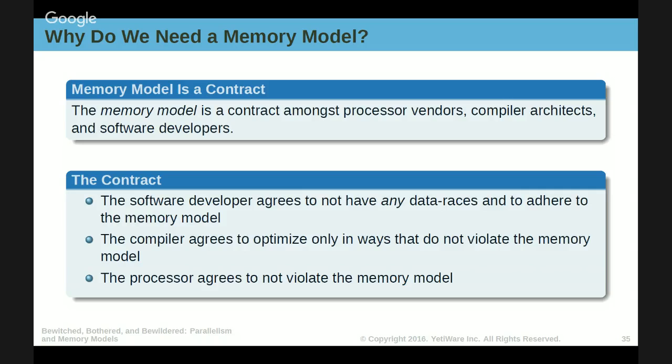Software developers, we have to agree. Our only job in this is that we do not have a data race in our program, and we follow the word of the law. We're not breaking the law, okay? And compilers actually can't determine if you're breaking the law. It would be the halting problem. It's actually incomputable, right? So we have to promise, we guarantee you, compiler, we can guarantee you we do not have a data race. If you obey this contract, then the compiler agrees to optimize only in ways that do not violate said memory model.